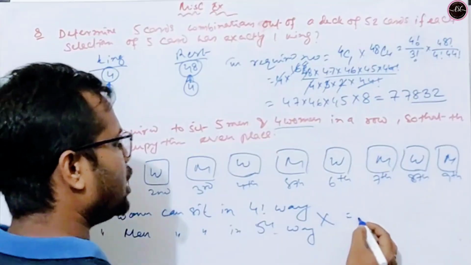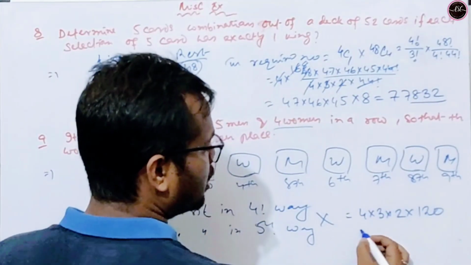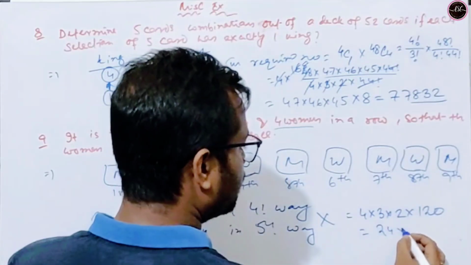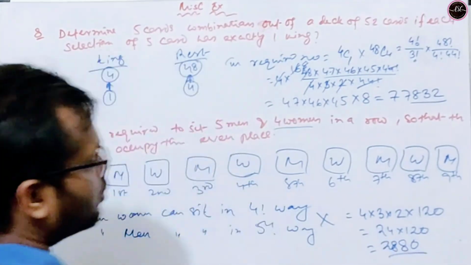Just multiplying this, we get 4 factorial equal to 4 into 3 into 2, which is 24, and 5 factorial equal to 120. That means 24 into 120, that means 2880. Okay, will be the answer.